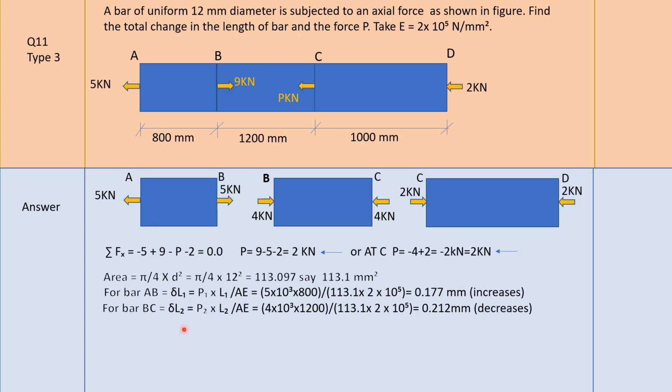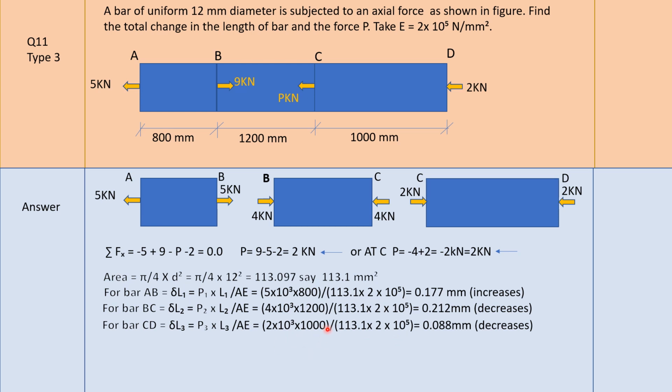Then let us come to the CD. The bar CD, delta L3 will be P3 into L3 divided by AE. Now the force acting on the CD here is 2 kilonewton, convert it into Newton, 2 into 10 raised to 3. Length of the bar CD is 1000 here, substitute it as 1000, area is 113.1 and E is 2 into 10 raised to 5.